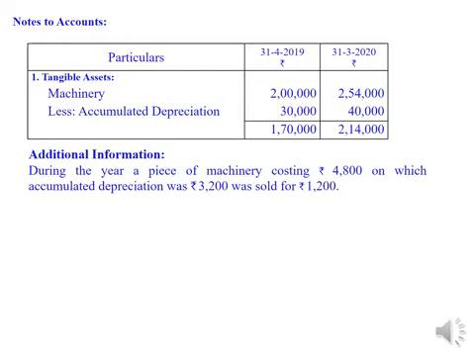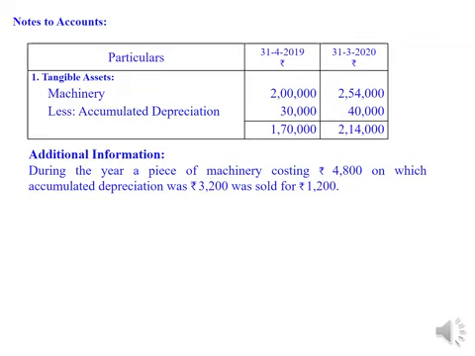Tangible assets, note number 1, machinery. Tangible assets consists of machinery 2 lakh and 2,54,000, out of which accumulated depreciation 30,000 and 40,000 have been deducted to get the net balance 1,70,000 and 2,14,000. Additional information is also given.